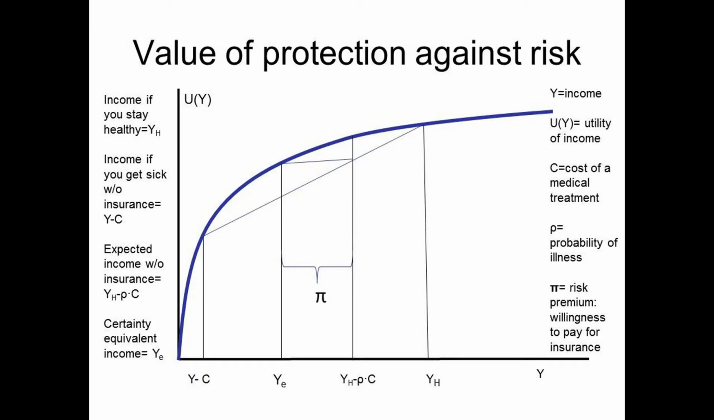So this diagram looks at how much you would be willing to pay to avoid this risk. And it turns out it's the amount that would give you the same expected utility as that YH minus rho C. And it turns out that we might be able to measure this loss of welfare by not having an insurance system to protect you as the quantity pi, which is a dollar equivalent for how much utility is lost by having to face this risk.